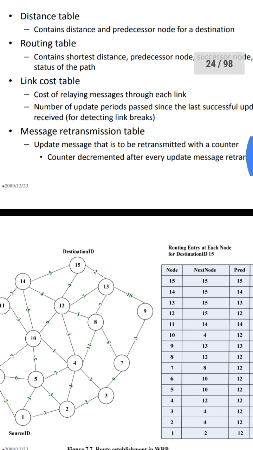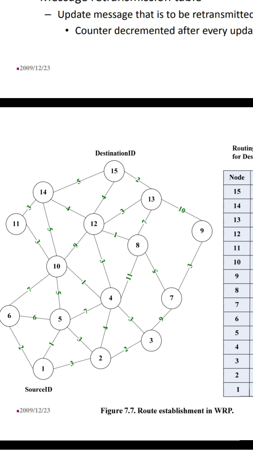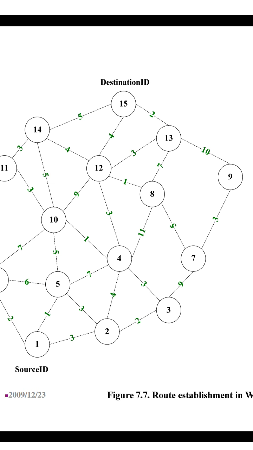Now we will discuss the operation of the wireless routing protocol. Here we maintain the cost. That cost is denoted as a weight on each and every path. Suppose we go from source node 1 to destination node 2, the cost is 3, like this. So now we maintain the destination routing entry at each node.